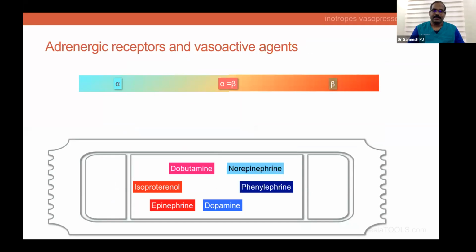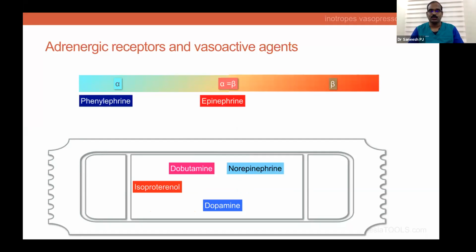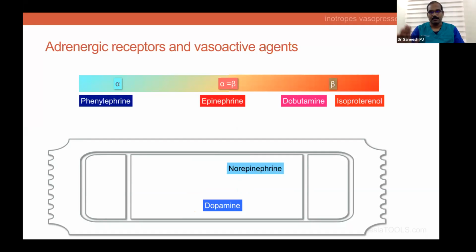Coming to catecholamine receptors, I have tried to place these drugs in the proper positions. On the left side of the screen, you will see more of alpha receptor predominant action. On the right side, you will see more of beta receptor predominant action. So where does epinephrine or adrenaline go? It has both alpha and beta action. Next one, phenylephrine goes to the alpha extreme. It's predominantly alpha only. Dobutamine more towards the beta receptor side. Isoproterenol much more beta specific. Norepinephrine more towards alpha adrenergic receptors.